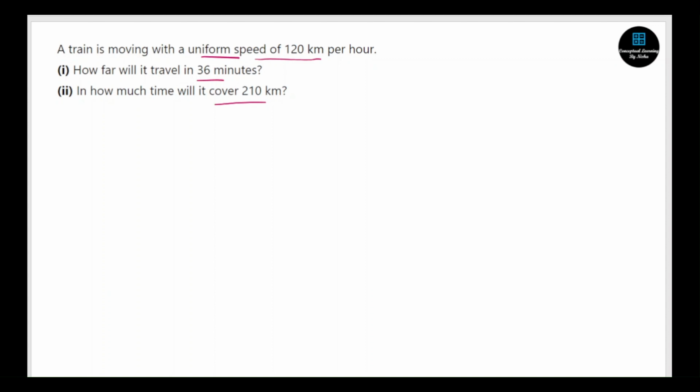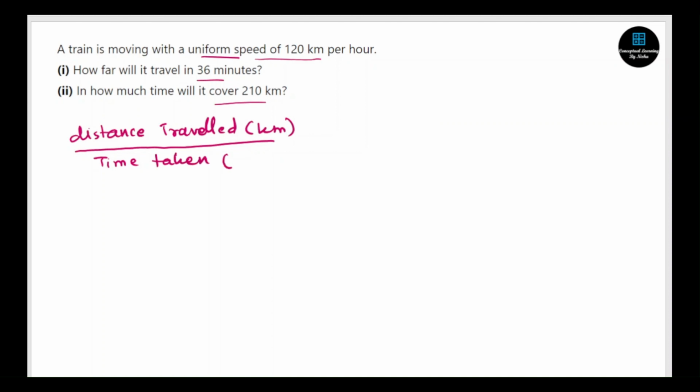Okay, so when I say that, let me just write this. See, I have to make the table, okay, for distance traveled, this is in kilometer, okay, to time taken. So time taken is in see, here the speed is given in hours, so I'll just write this in terms of hours.